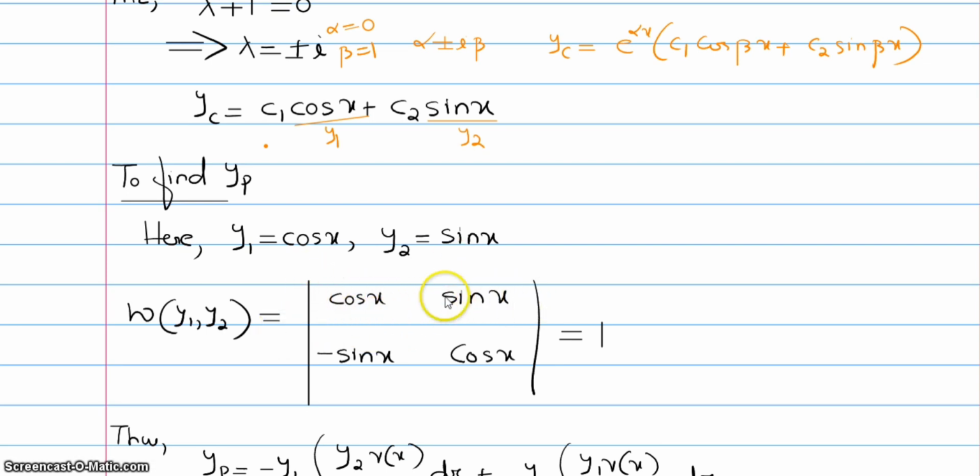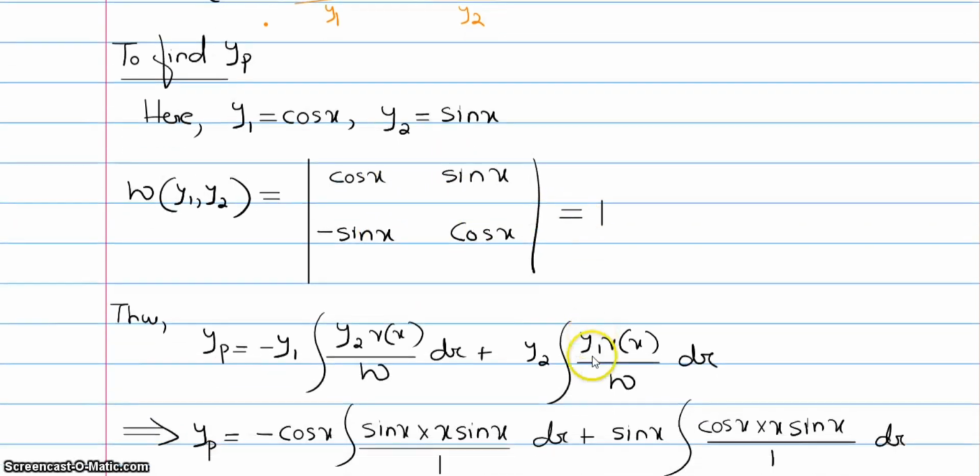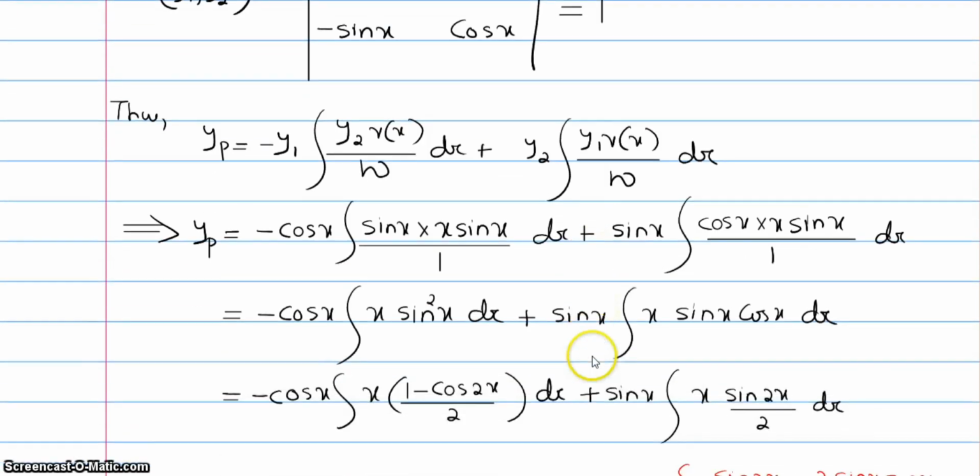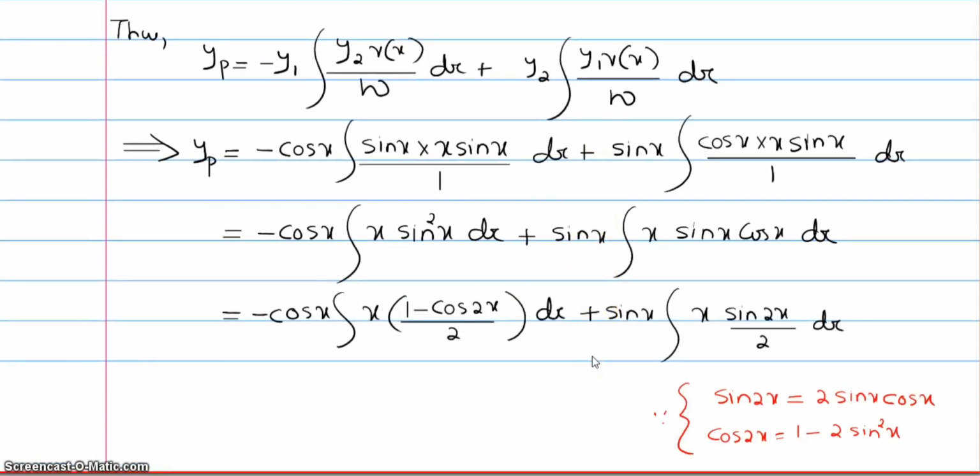First row is y1 and y2, second row will be its first derivatives: minus sin x, and the derivative of sin x is cos x. Using the determinant expansion we get the Wronskian value as 1. Next, using the integral equation formula, we can find the particular integral value.